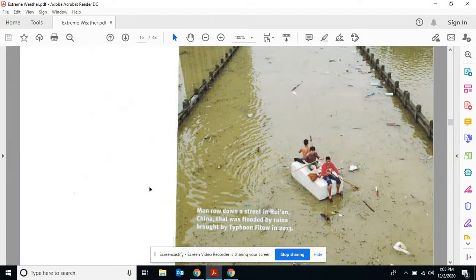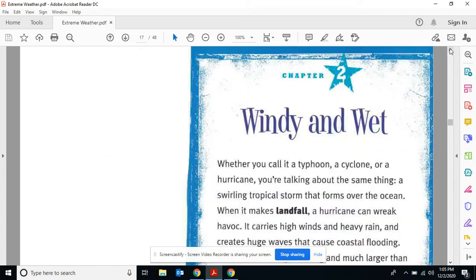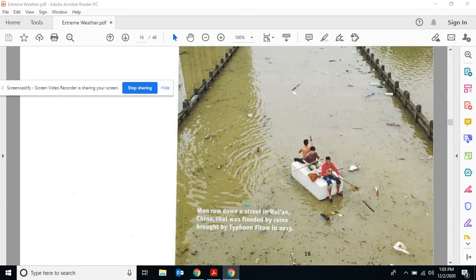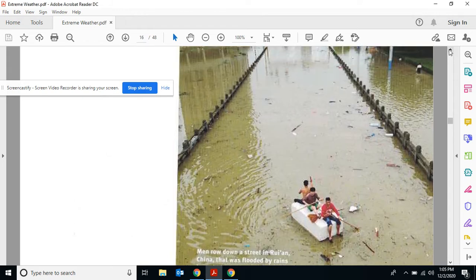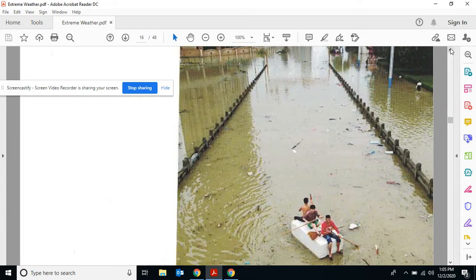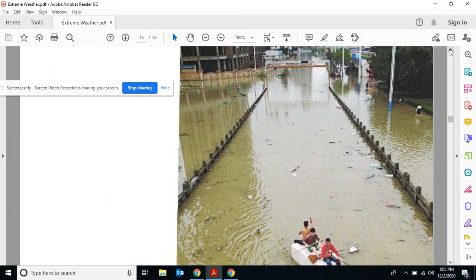We are going to start at page 16, and we're going to gist pages 16 to 19. Page 16 is a photograph with a little caption here, and it says, Men row down a street in Ruyan, China, that was flooded by rains brought by Typhoon Fitow in 2013. And we can just observe this picture a little bit. I'm going to scroll up so you can see really well what's going on here. You can see the flooding in the streets here.